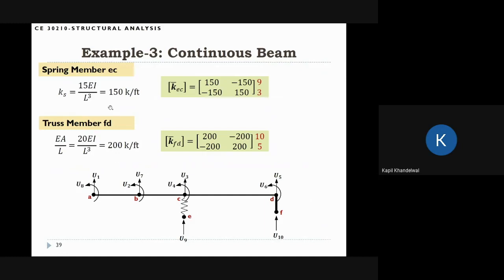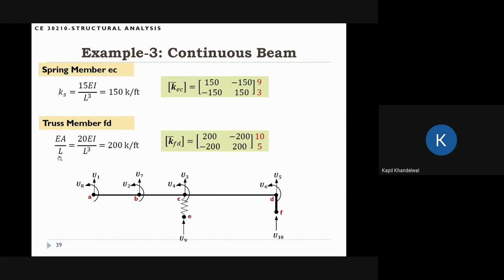This is very straightforward. For the spring member, if we do the calculation for KS, the stiffness coefficient 15 EI by L cube actually turns out to be 150 kip per foot. If you look in the horizontal fashion, we are saying that E node is the I node and the C node is the J node. And so what is happening? The ordering should be 9 and 3. So this is the stiffness matrix, 150, 150, minus 150, minus 150. The ordering is 9, 3, so I node is actually E and the J node is C. And this is the stiffness matrix.